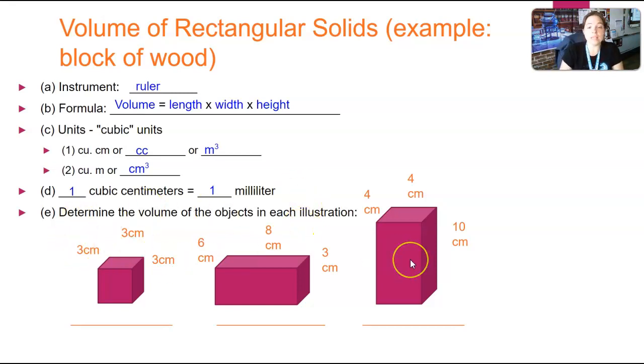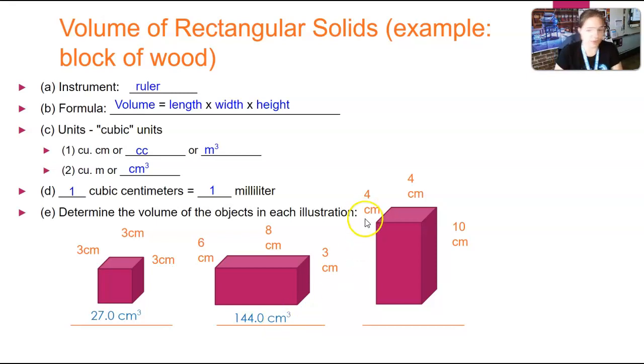All right, so let's see if we can determine these. Get a calculator if you need. So 3 times 3 times 3. Well, 3 times 3 is 9. 9 times 3 is 27 centimeters cubed. All right, let's look at this. We've got 6 times 8 times 3. Let's see, that's 24. 24 times 6 is, oh no, sorry, I was off by quite a bit. 144 centimeters cubed. Can't do that one right off the top of my head.